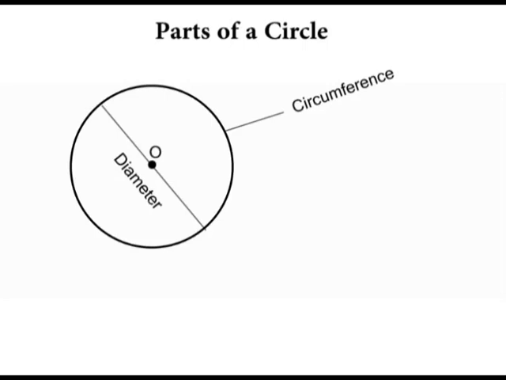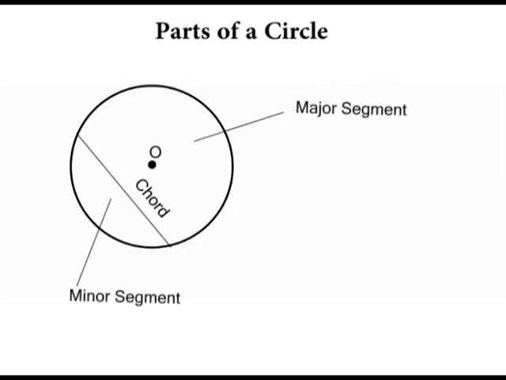A line joining 2 points on the circumference is called a chord. A chord divides the circle into 2 segments. The larger segment is a major segment, and the smaller one is a minor segment. In view of this, a diameter is actually a chord that passes through the center. The segments formed by a diameter are called semicircles.